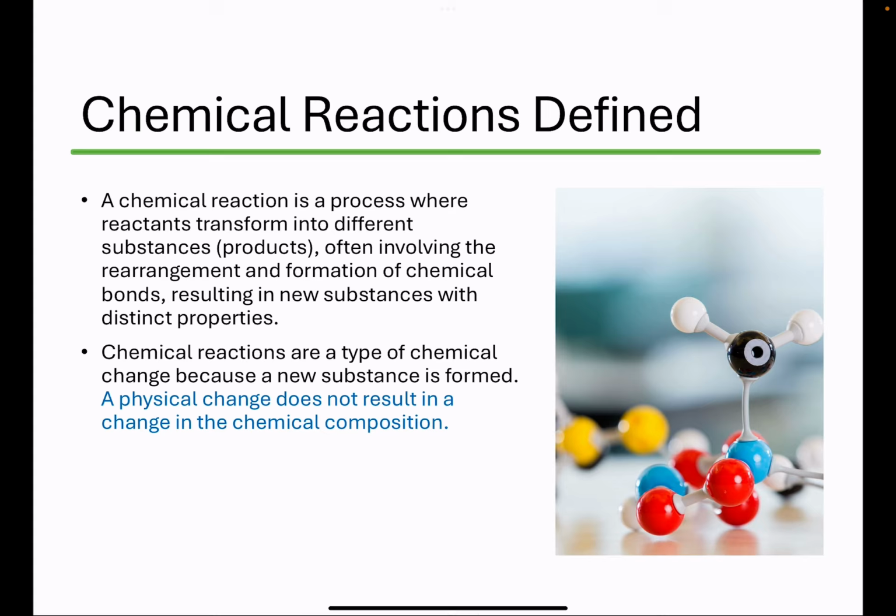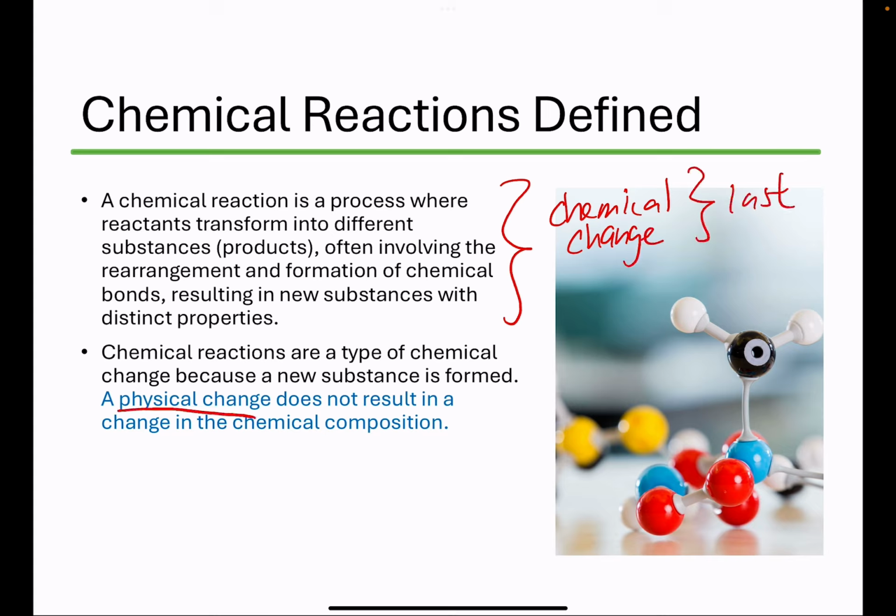So a chemical reaction is a process where reactants transform into different substances or products, often involving the rearrangement and the formation of chemical bonds, resulting in a new substance with distinct properties. So this is a definition of chemical change. We should have known this from our last year of the course.